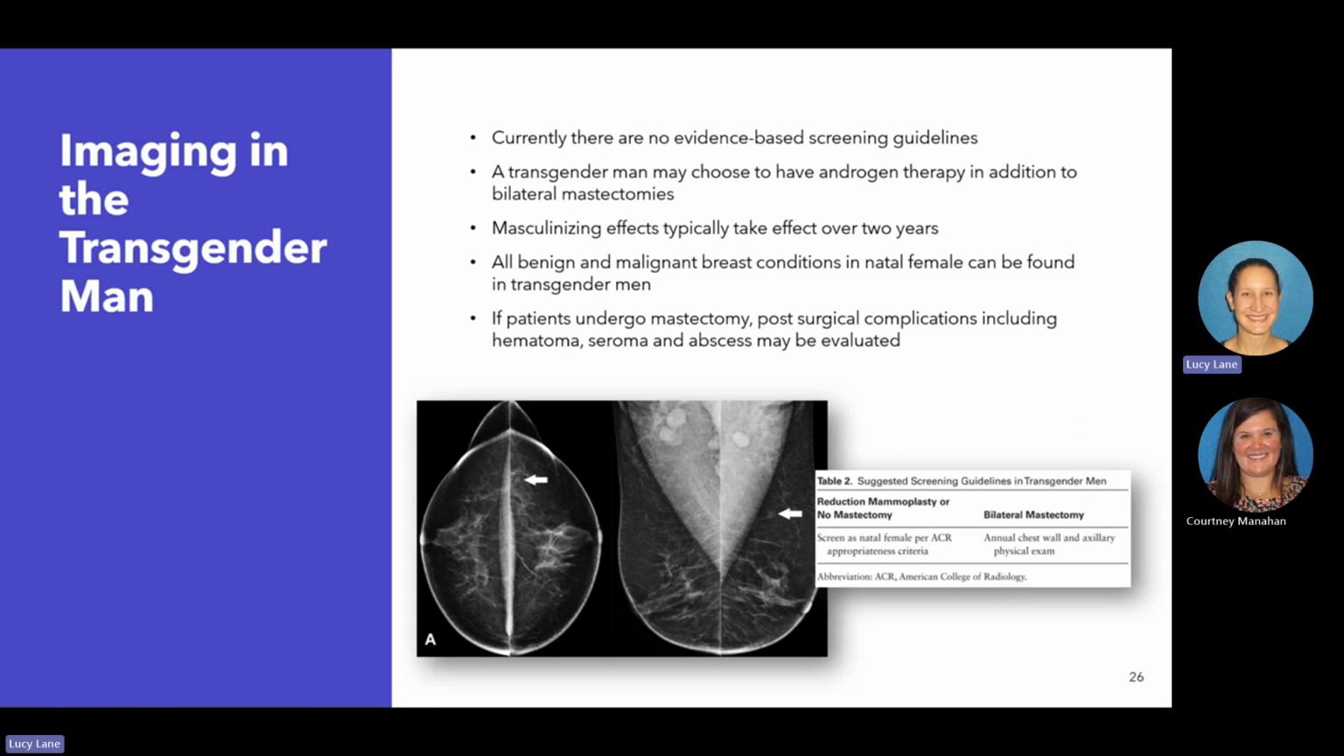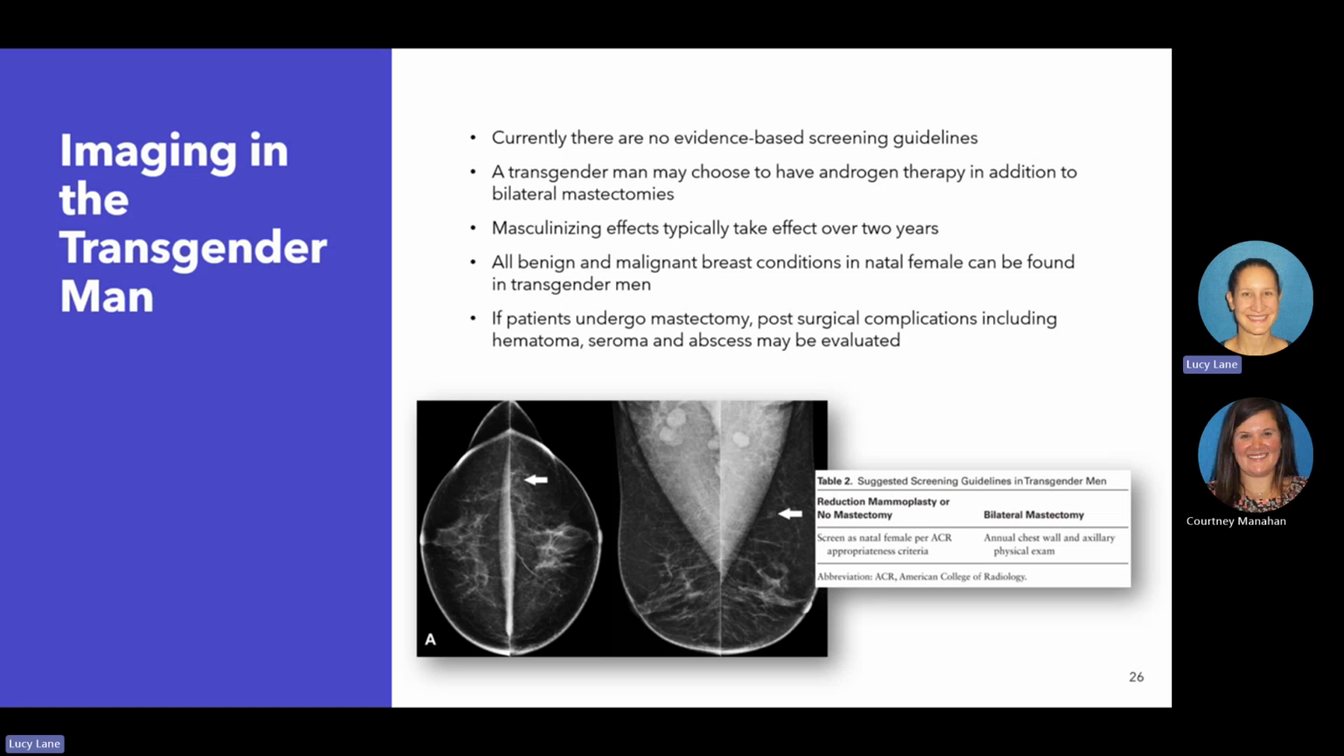Again, imaging in the transgender man. Currently, there are no evidence based screening guidelines. A transgender man may choose to have androgen therapy in addition to bilateral mastectomies. The masculinizing effect typically takes effect over about 2 years.